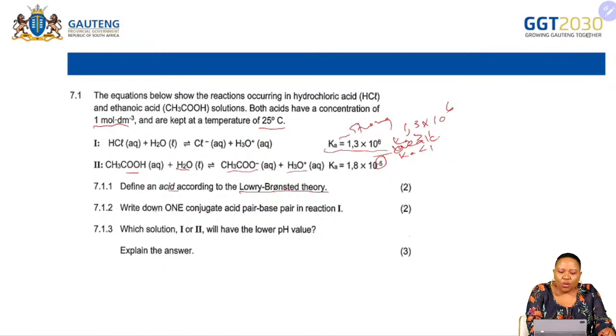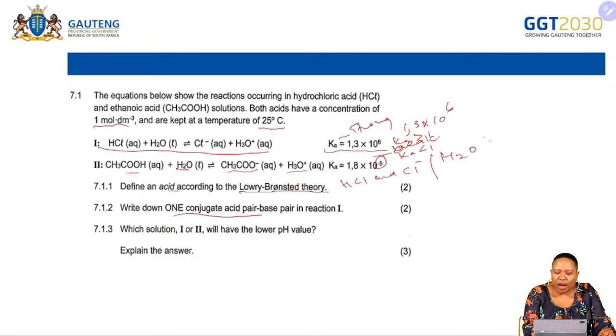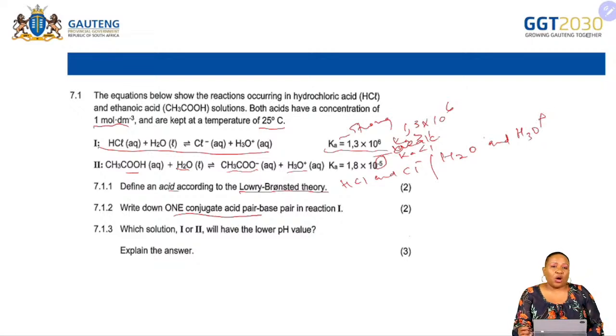And then write down one conjugate acid-base pair of reaction 1, which is this one. So we know that if we want a pair, it can be HCl and what? Cl minus. Or it can be H2O and what? H3O plus. Both of them are correct in terms of the conjugate acid-base pairs in reaction 1.